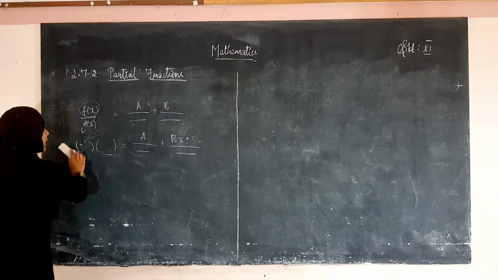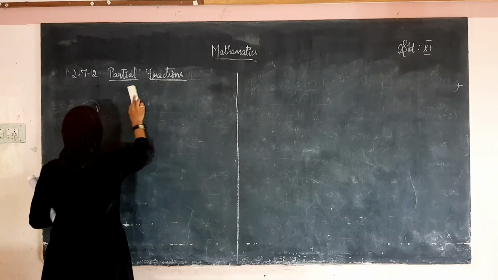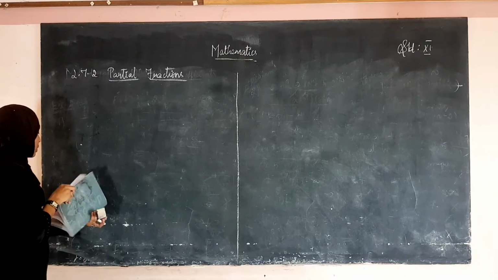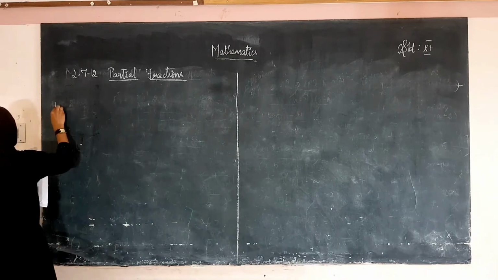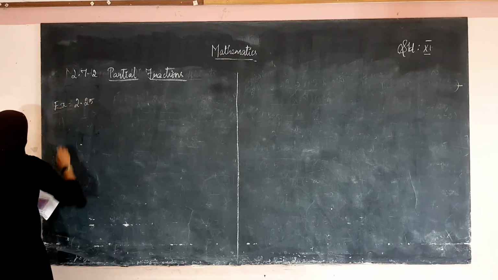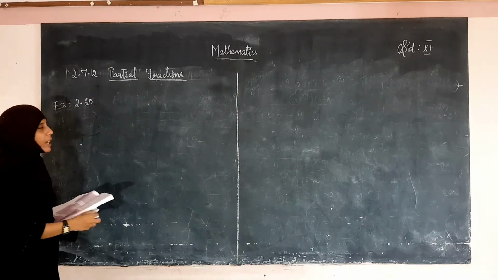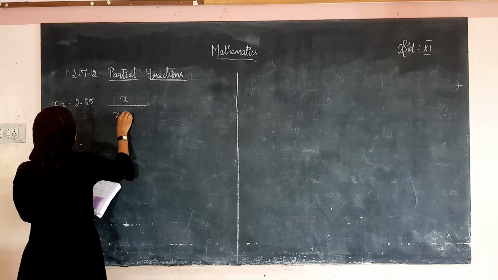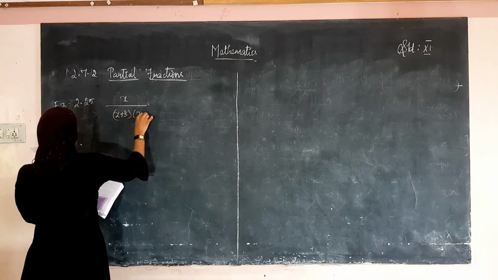Now let's see an example, you will understand it clearly. Example 2.25: resolve into partial fractions x divided by x plus 3 into x minus 4.